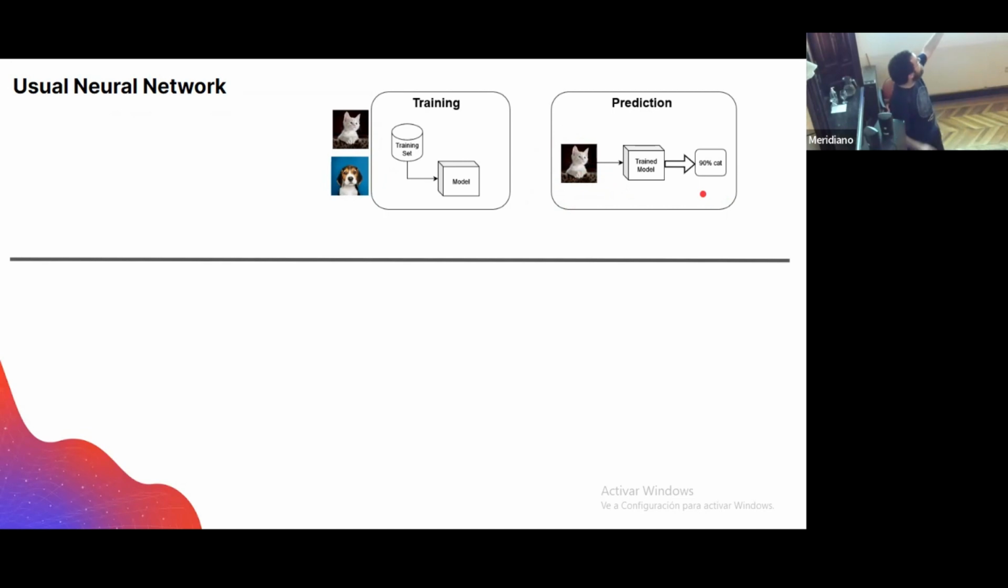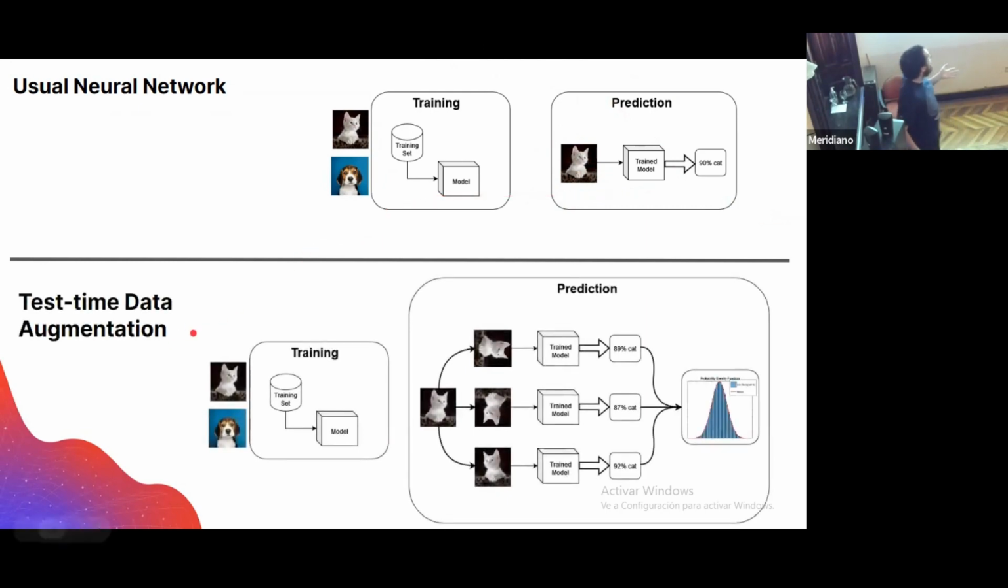So say, for example, this image has a 90% chance of being a cat. What test time data augmentation tries to do is change the pipeline a little bit. The training part of the model continues to be the same. You give the network the same training set and you train the same way. But the prediction part is where it gets interesting. Let's say that you want to predict this image of a cat. When you give it to the network, instead of giving just this image, you will modify this image a very large number of times.